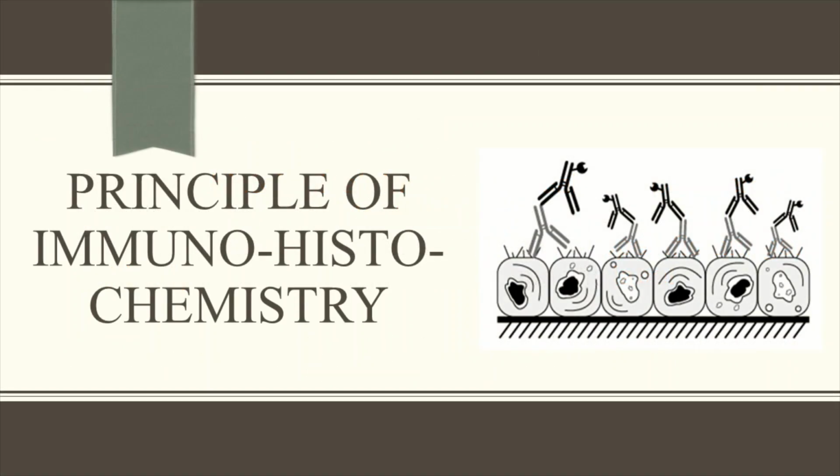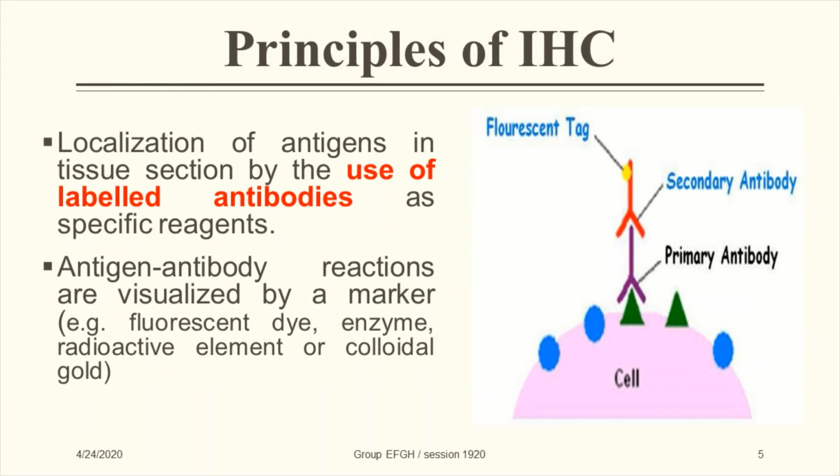For the principle of immunohistochemistry, antigen in tissue sections is localized by the use of labeled antibodies as specific reagents. Antigen-antibody reactions are visualized by a marker, for example, a fluorescent dye, enzyme, radioactive element, or colloidal gold.